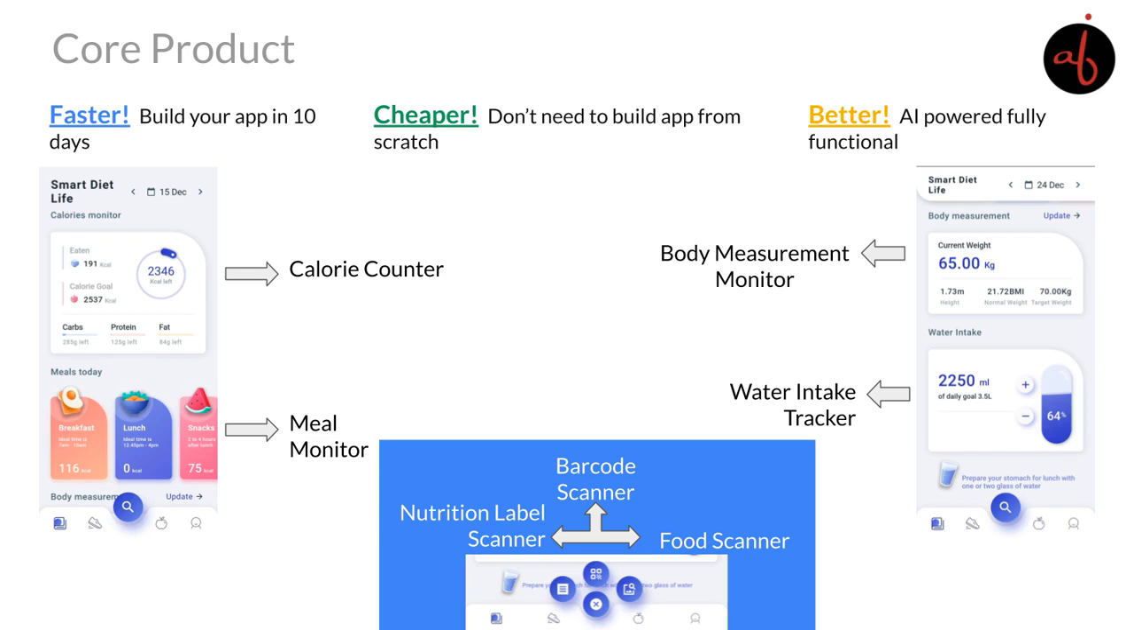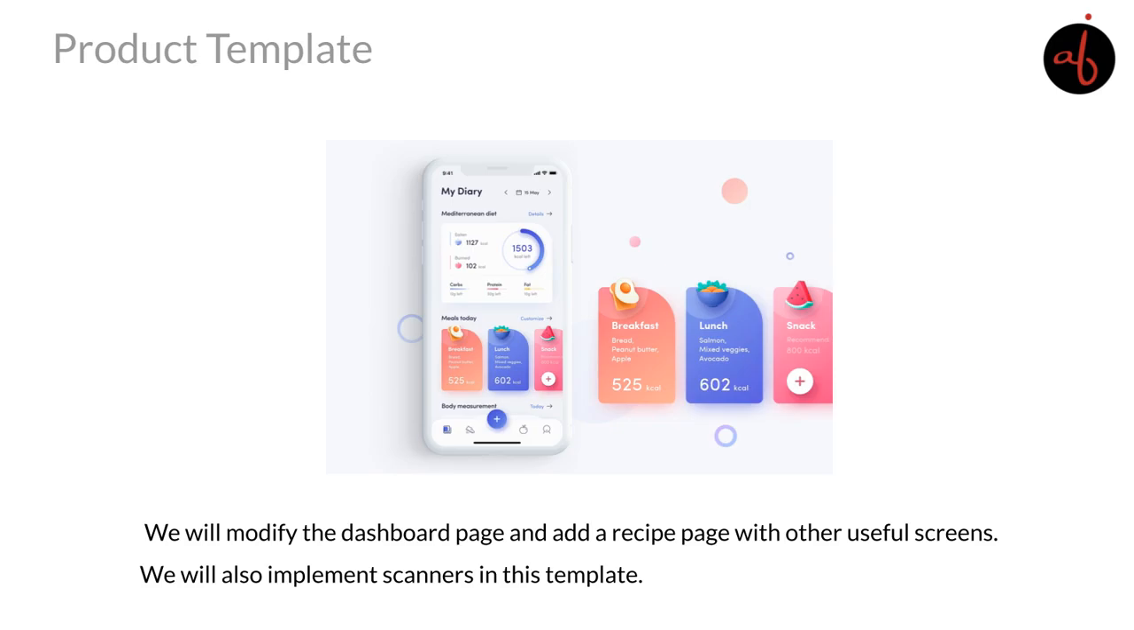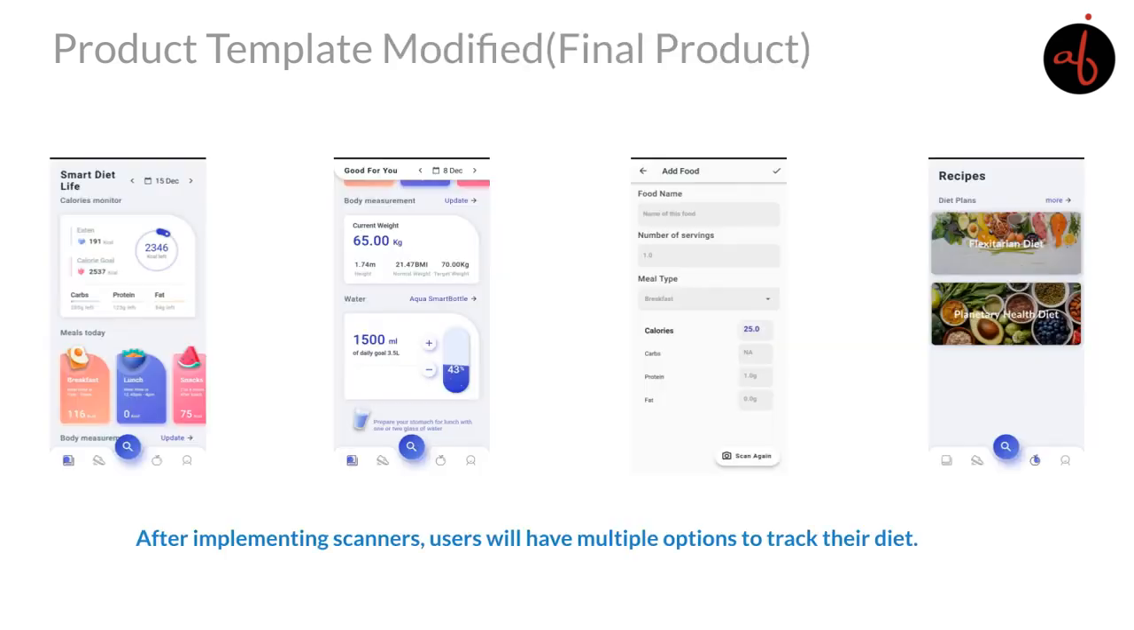We'll provide the link of the template that we are using. This is the initial template. We will modify the dashboard page and add a recipe page with other useful screens. We will also implement scanners in this template. After implementing scanners, users will have multiple options to track their diet.